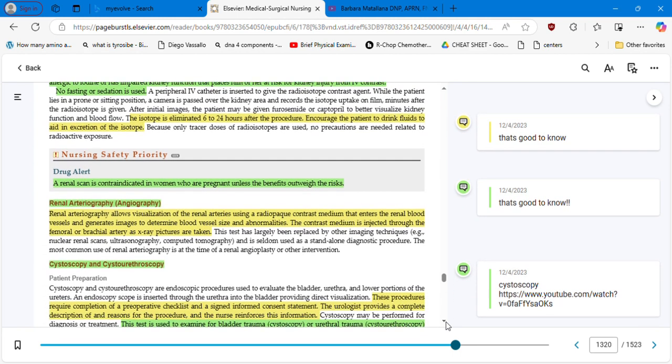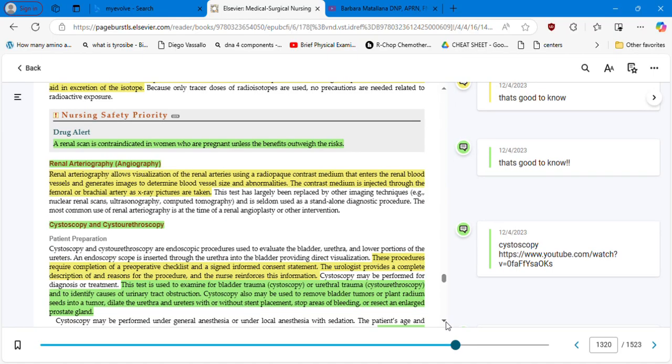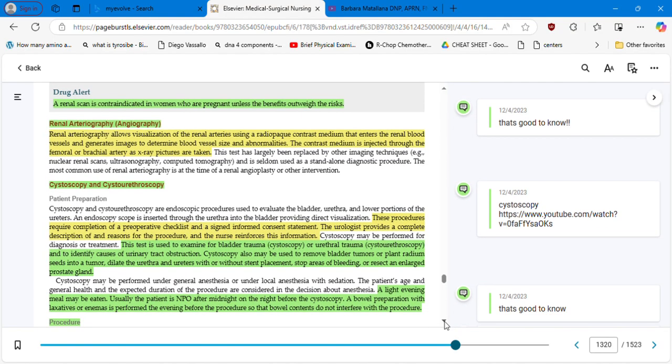A renal scan is contraindicated in women who are pregnant. NCLEX alert, that's good to know, unless the benefits outweigh the risk. And then we have the renal arteriography or angiography. I want you to pay attention to this one.